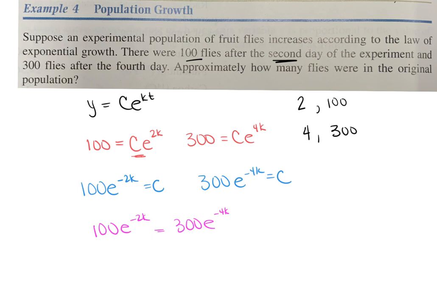Now, here's how I would do it. I would actually divide both sides by that 300. So I have 1/3 e to the negative 2k equals e to the negative 4k. And then I would divide that e to the negative 2k over. So then I would have 1/3 equals e to the negative 4k over e to the negative 2k. Can I simplify those like bases?